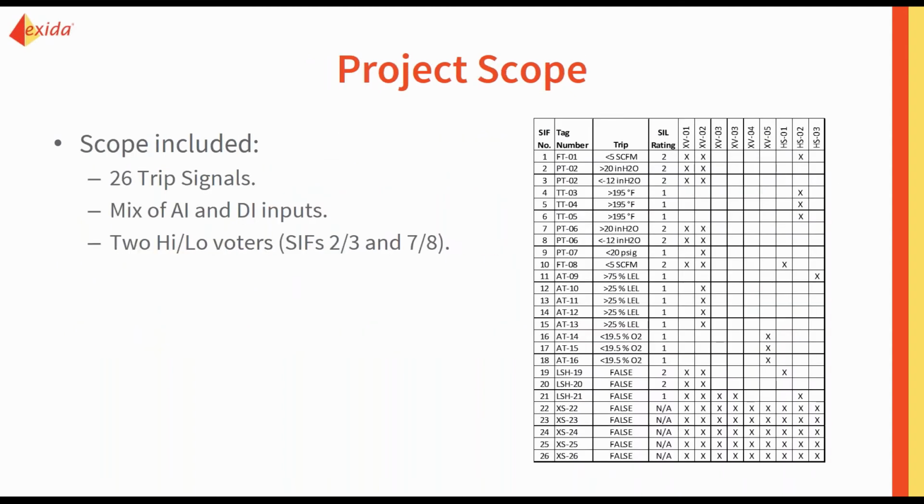So here is your cause and effects matrix. Again, the scope included 26 trip signals. We had a mix of analog and digital inputs. We had 2 high-low voters. So it's pretty straightforward, but some interesting things in the scope.